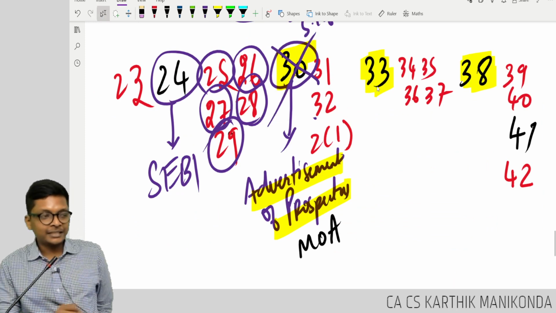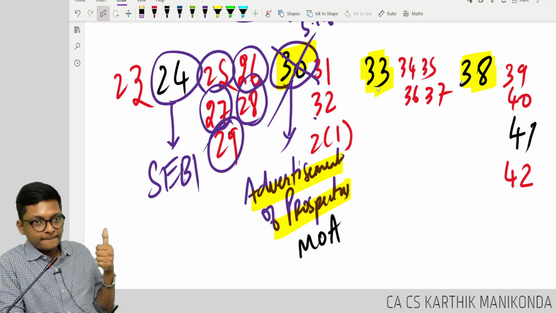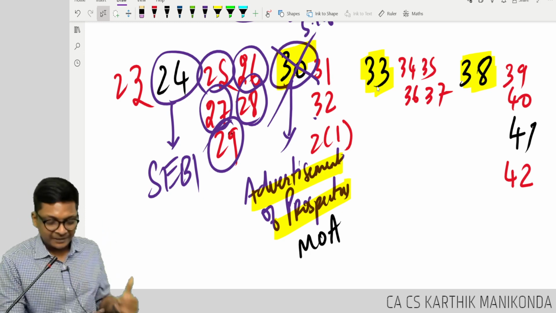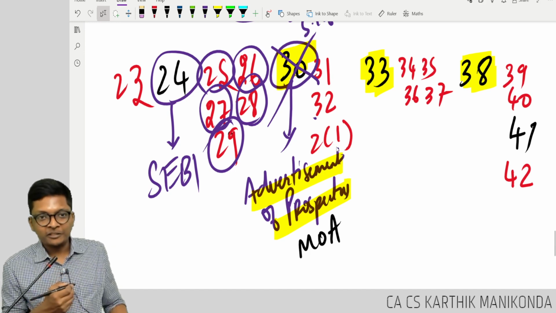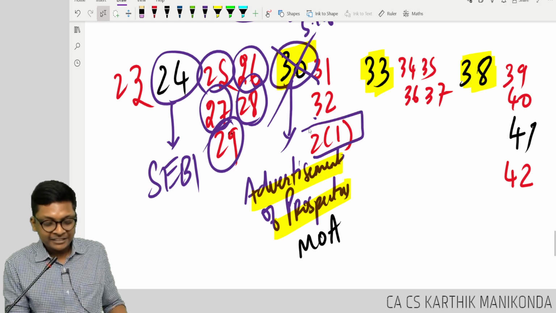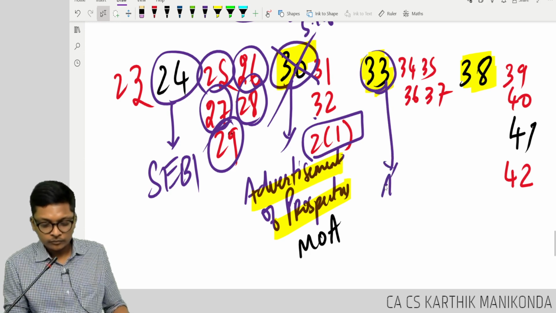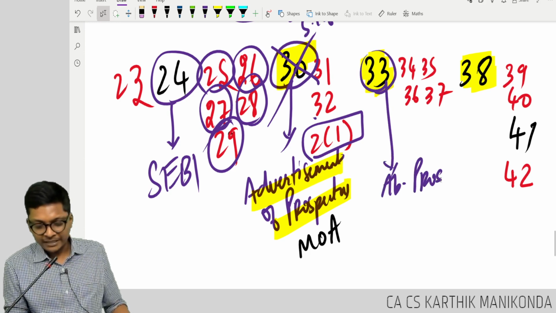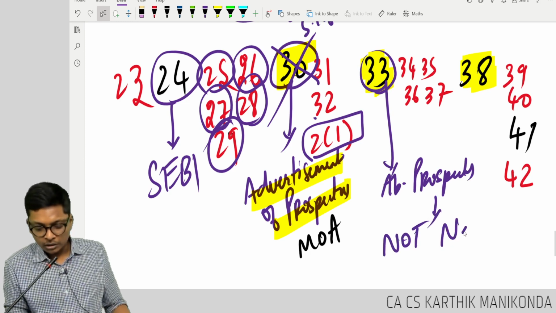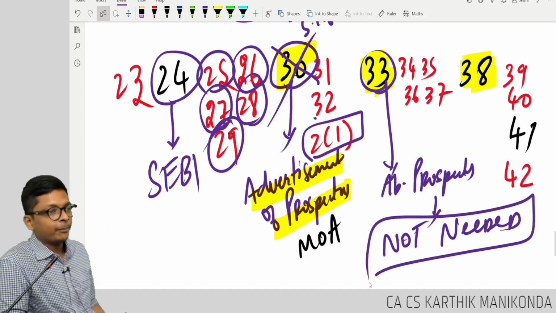Next is 33. Again the lining is very good. What is 31? Shelf prospectus. 32, red herring prospectus. So what is the leftover prospectus? Abridged prospectus. Subsection 1 of section 2 defines what is an abridged prospectus. But 33 talks about when an abridged prospectus is not needed. That's it.